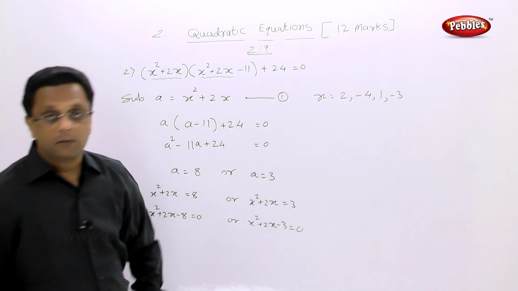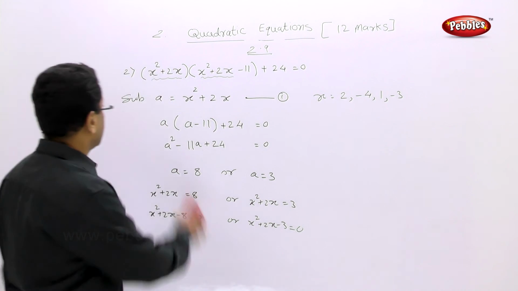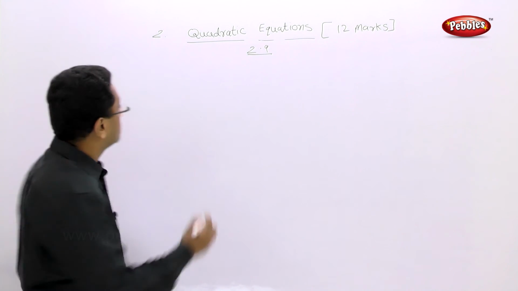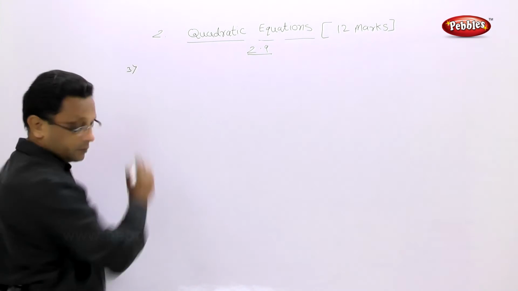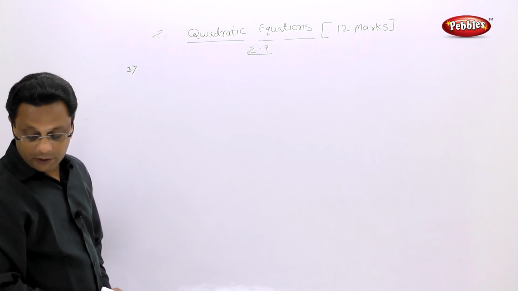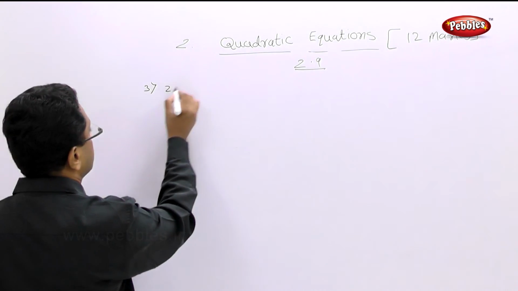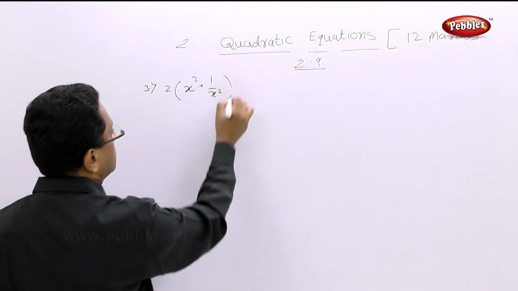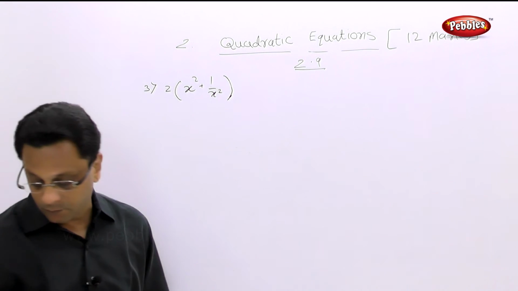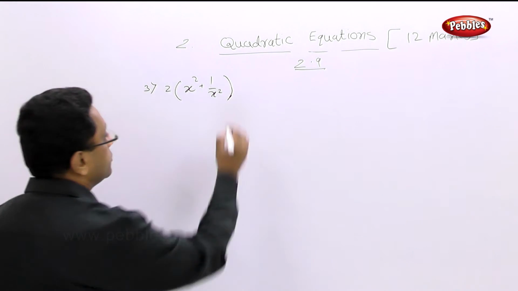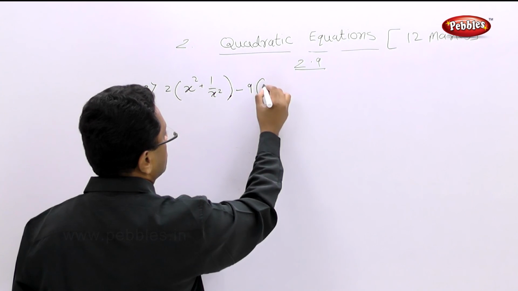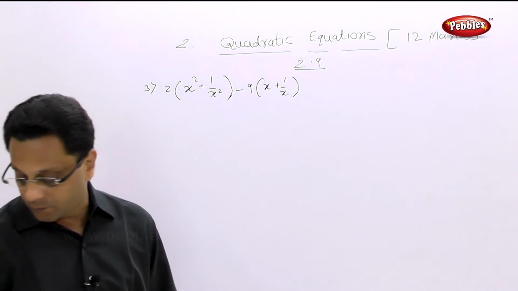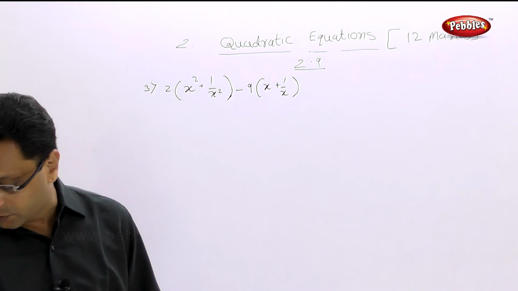So now let us go to the third example. The third example: two into x square plus 1 upon x square, minus 9 into x plus 1 upon x, plus 14 equal to 0.